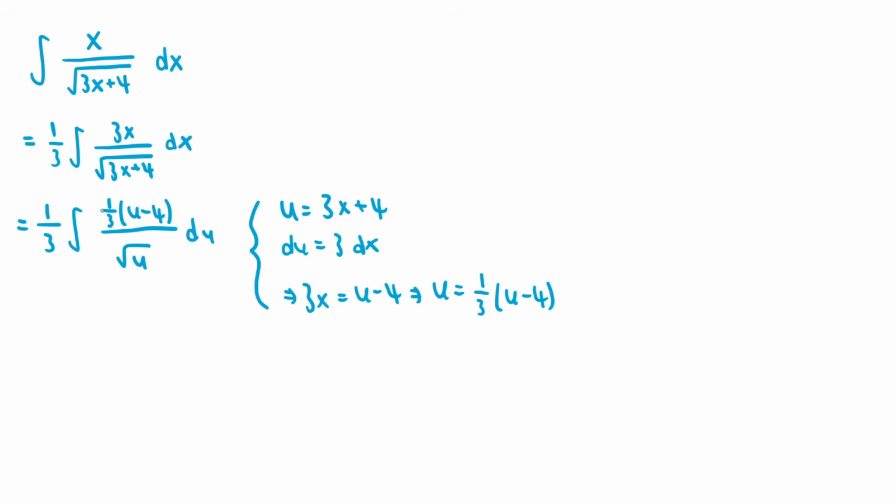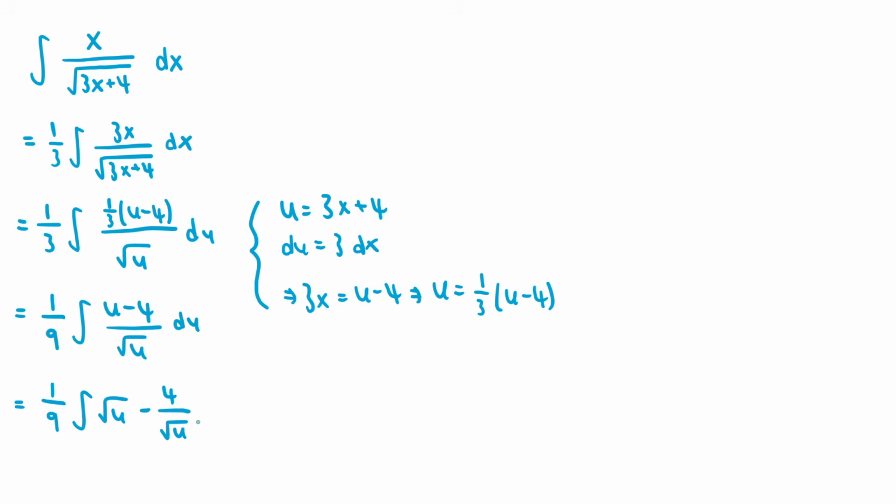If we bring out the factor of 1 over 3 from the numerator outside the integral, this becomes 1 over 9 times the integral of u minus 4 over the square root of u du, and if we distribute the division of the square root of u in the denominator, this becomes 1 over 9 times the integral of square root of u, since u divided by the square root of u is just the square root of u, minus 4 over the square root of u du.